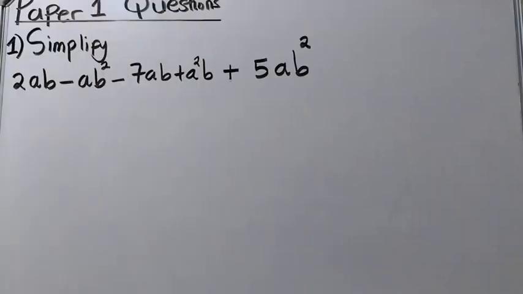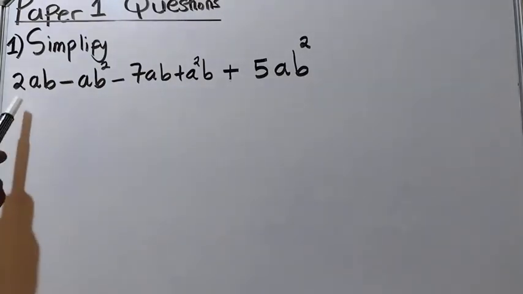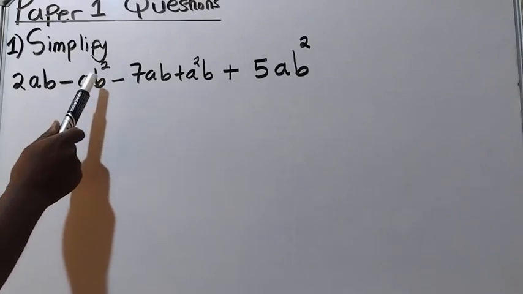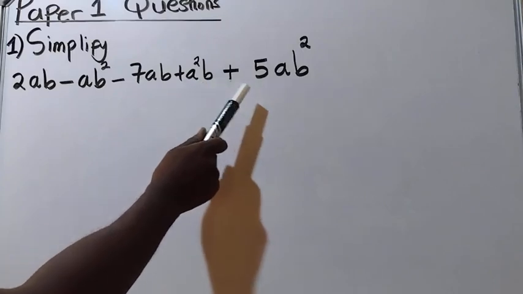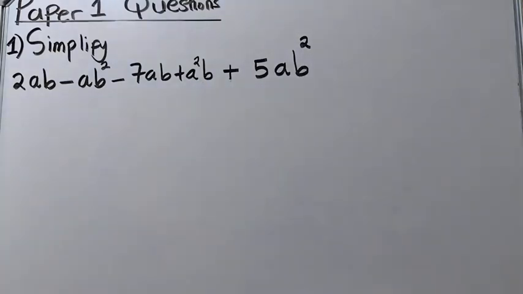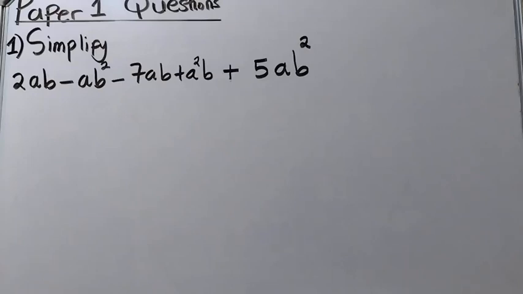Alright, so as you can see, we are starting with question 1. Question 1 reads, simplify. So they want you to simplify this expression, alright? So you have 2ab minus ab squared minus 7ab plus a squared b plus 5ab squared. So the first thing, if you want to simplify this expression, look at the terms that you have, okay? So in this case, we have the a terms and you have got the b terms, okay? So you can see the a terms, we have those that are squared, then we have those that are not squared. For the b terms, we have those that are squared and those that are not squared.